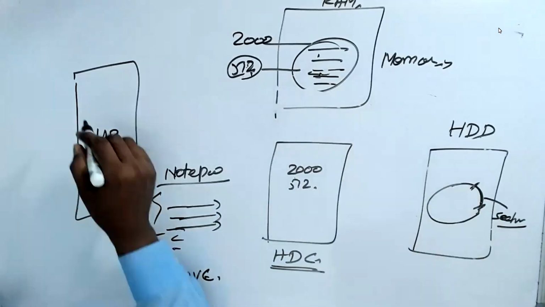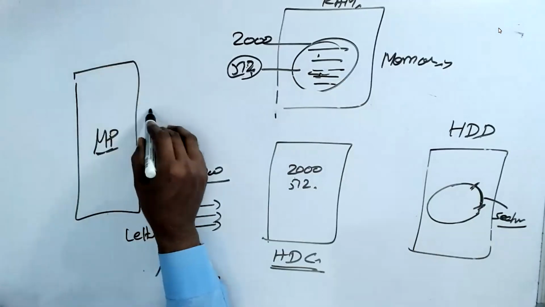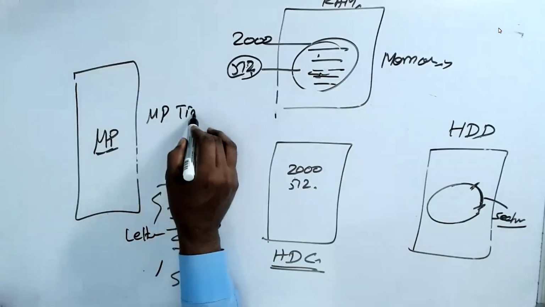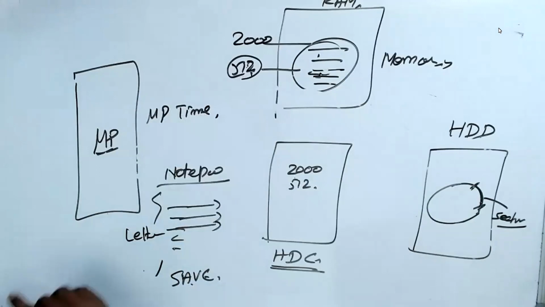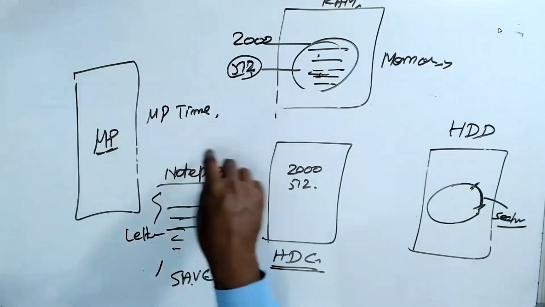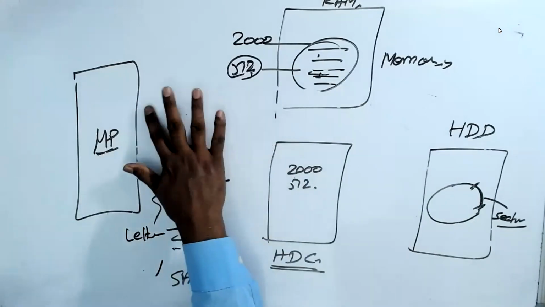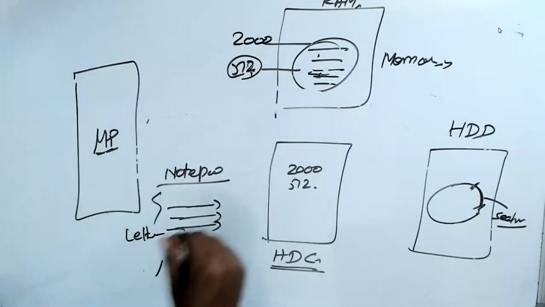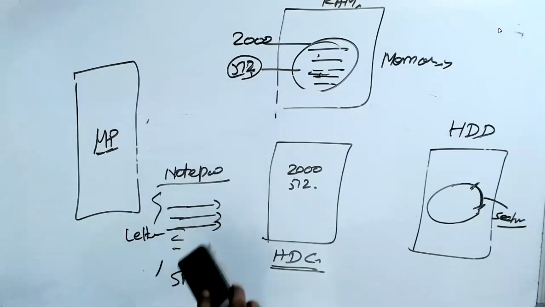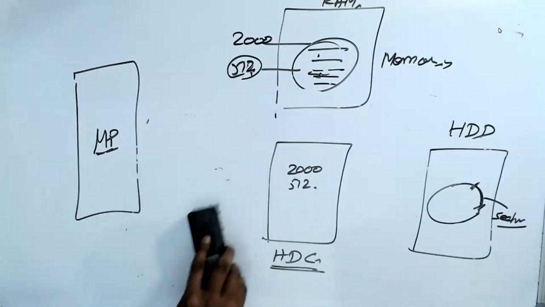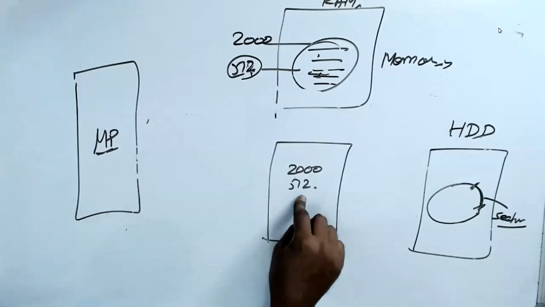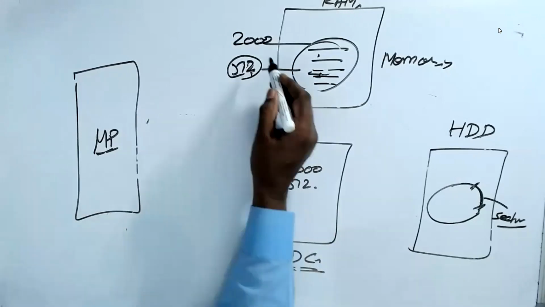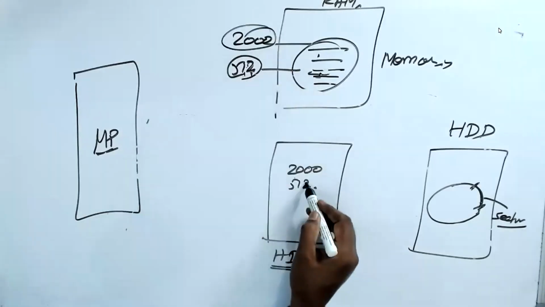So there is a waste of two things: waste of microprocessor time, and also a waste of memory bus time. That means during that time, you are not using the memory. So the moment you give a save command, the microprocessor tells the hard disk controller, hey, take from 2000, 512 bytes.